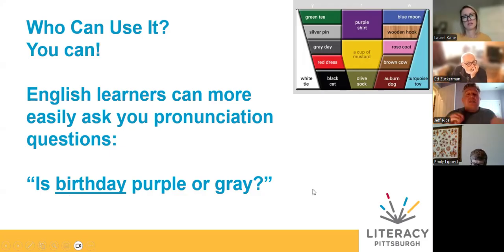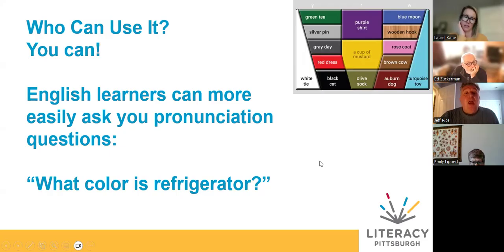So which one is emphasized? Is it birthday or birthday, right? So is birthday purple or gray? It's purple: birthday, purple, purple shirt, birthday. And here, just what color is refrigerator for a longer word? That could be a question about both pronunciation and stress. So silver, pin, refrigerator, or just say fridge.